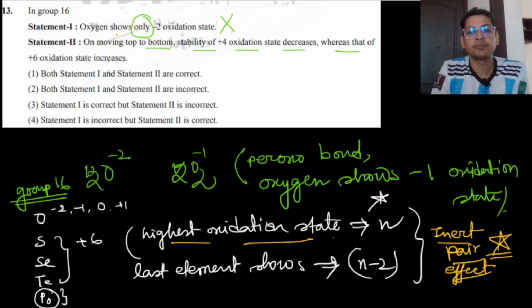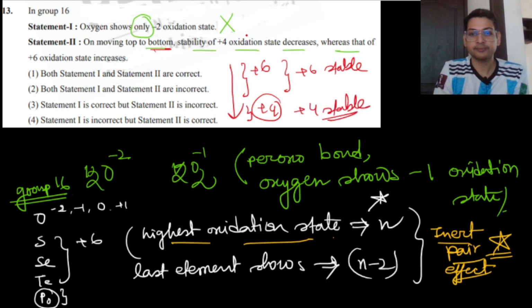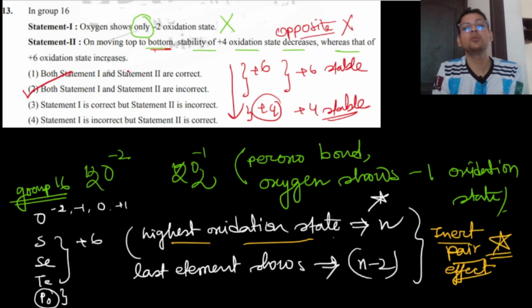Okay, so on moving, what is given here? If you move from top to bottom, +4 stability decreases. No, actually all the elements are stable in +6, and at the last only +4 increases, whereas +6 decreases. The last element is +4 stable. This is the inert pair effect. What is given here is the opposite thing, so that is not correct. So both statements are not correct. Option number 2 will be your answer.